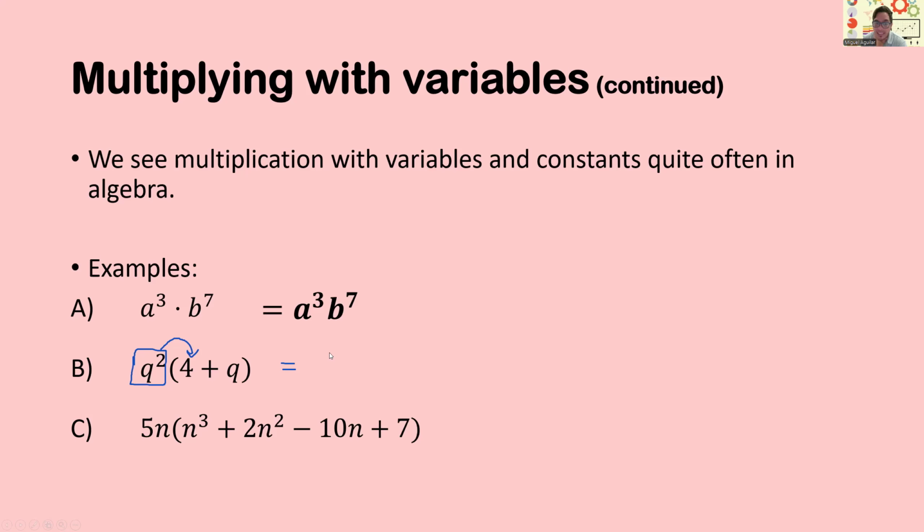4q squared. Yeah, that's exactly right. Sorry, I messed that up. Let me put 4q squared there. Plus, if you guys are okay with that first multiplication, what's q squared times another q?